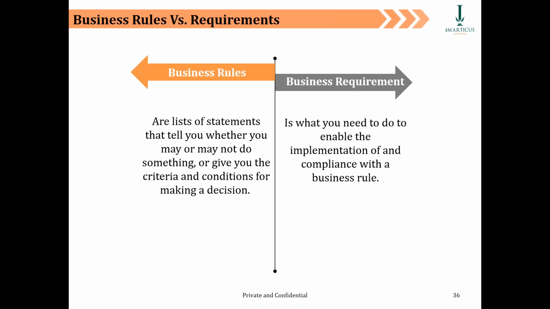All right. Is there a thin line difference between business rules and requirements? Let's see. A business rule is like a criteria. It's like a condition for making a decision. A business requirement, on the other hand, is what you need to do to enable the implementation of the system so that it is compliant with that business rule.